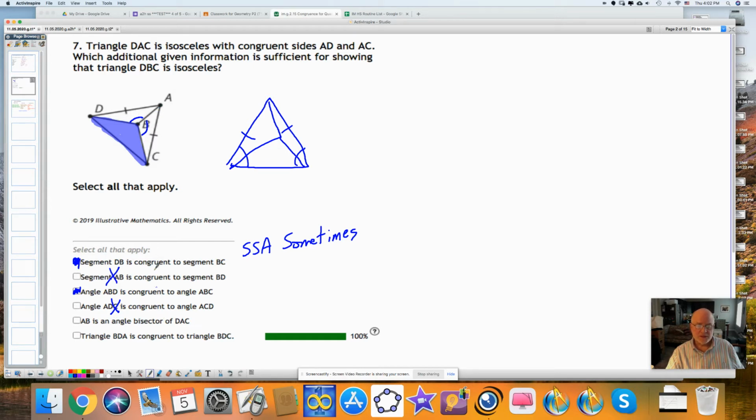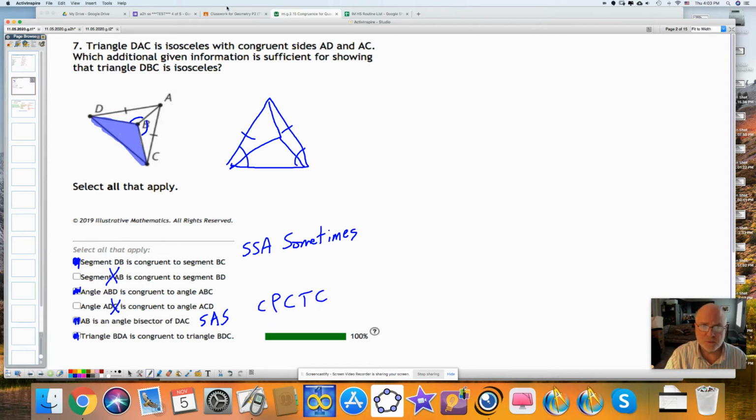AB is an angle bisector. This would be by the side angle side. These two triangles are congruent. And yes, that is enough information. And finally, to say that the two triangles are congruent, yes, by CPCTC, the corresponding parts of the congruent triangles are congruent. So that would work as well.